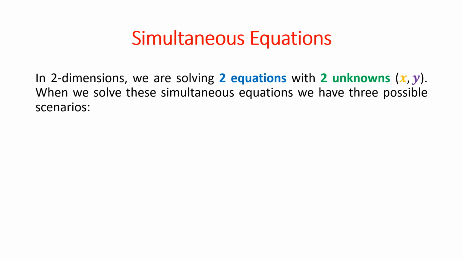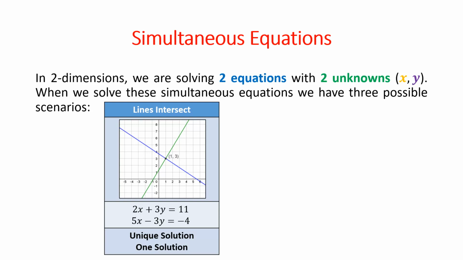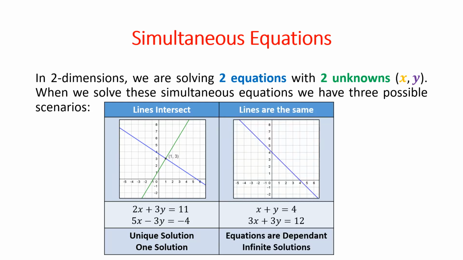Now in the 2D world we're solving 2 equations with 2 unknowns. When we solve these simultaneous equations you probably come across 3 scenarios. The first is where the lines intersect at one unique point, so we call it a unique solution and there is one solution. The next is where lines are the same line or the equations are the same.